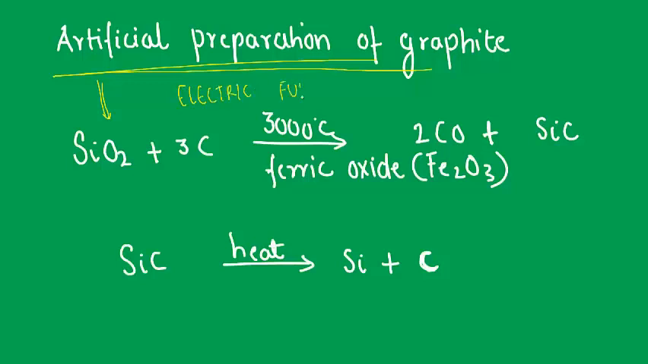Now what does the word electric furnace mean? Whatever heat is provided in this electric furnace is because of the electric filaments or electric components present inside the furnace. As soon as current is passed through all the electric components in this furnace, they generate some heat, and because of this heat, the reactions are carried out in this electric furnace.